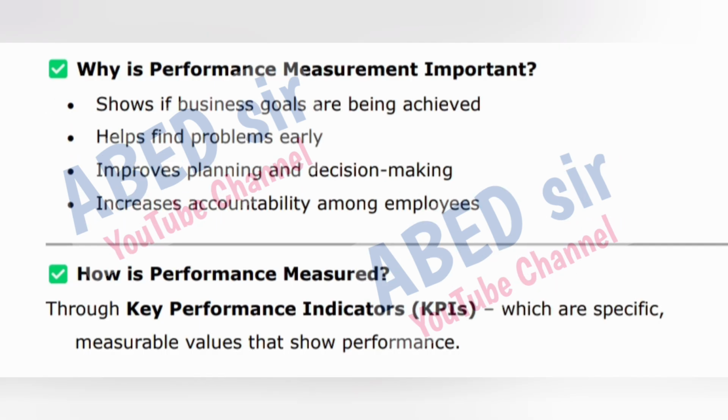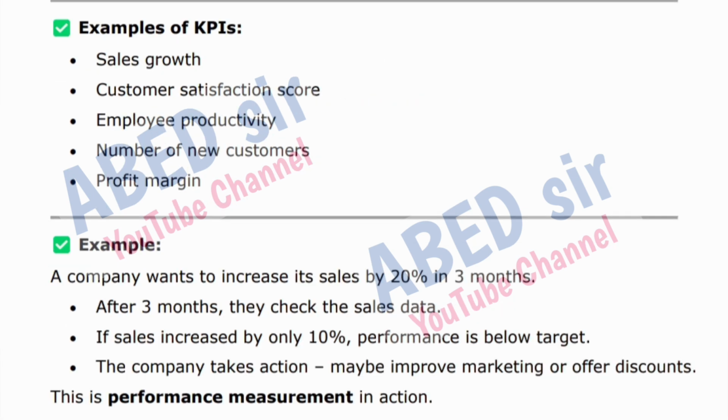Why is performance measurement important? Shows if business goals are being achieved. Helps find problems early. Improves planning and decision making. Increases accountability among employees. How is performance measured? Through key performance indicators, KPIs, which are specific, measurable values that show performance. Examples of KPIs. Sales growth. Customer satisfaction score. Employee productivity. Number of new customers. Profit margin.